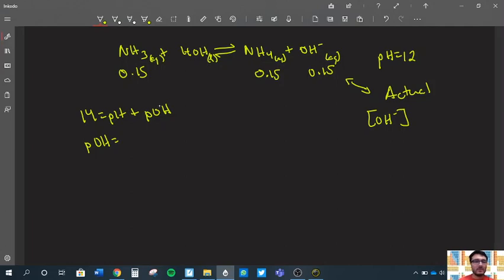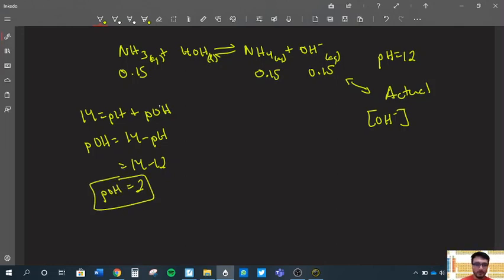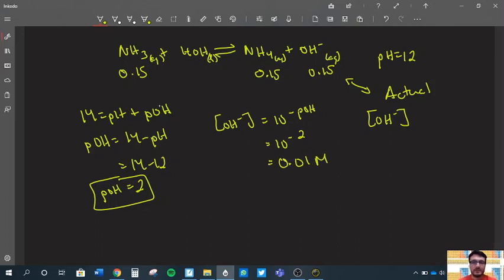Let's do that then. So pOH is just 14 minus pH. Because we know the pH given to us in the question, it's just 14 minus 12, so the pOH of this aqueous solution is 2. With that, we can calculate the actual hydroxide concentration, which is 10 to the negative pOH. That's 10 to the negative 2. Plug that into your calculator and we get 0.01 moles per liter. So now we know what the actual amount is.